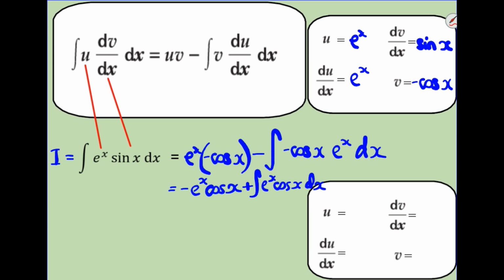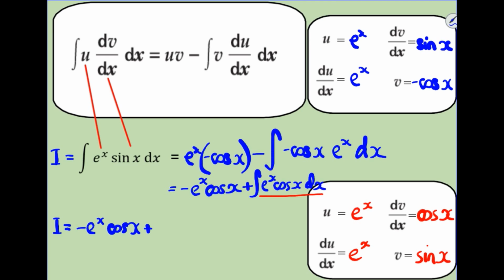But are we getting any closer to the answer? We've got another expression where an exponential is multiplied by a trigonometric function. How do we get around that? Well, we carry on and we repeat the process of integrating by parts. I'm going to do this one in red. Once again, u will become e to the x, and dv by dx will become cosine of x. And now let's integrate. So uv minus the integral of v du by dx.